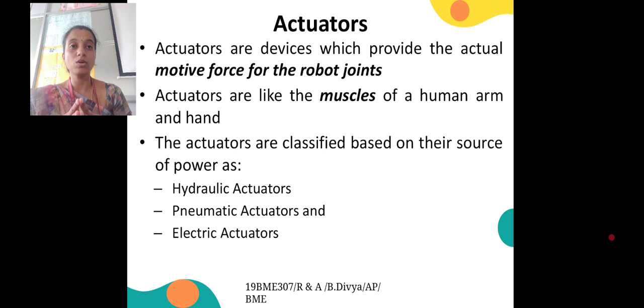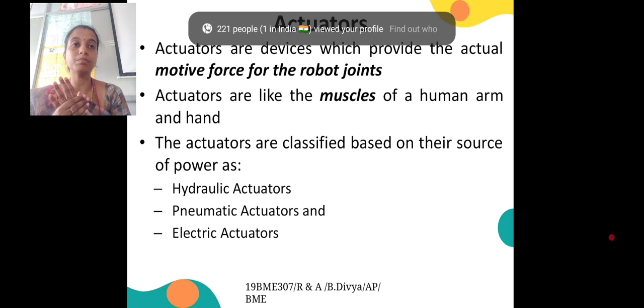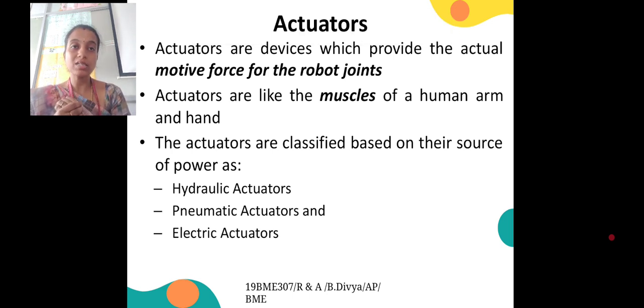First is actuators. What are actuators? Actuators are the devices which provide the actual motion force for the robot's joints. To the joints, the force will be provided by these actuators. Actuators are like the muscles of the human arm and hand.